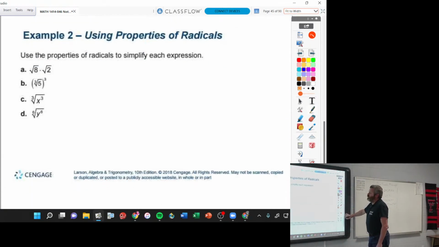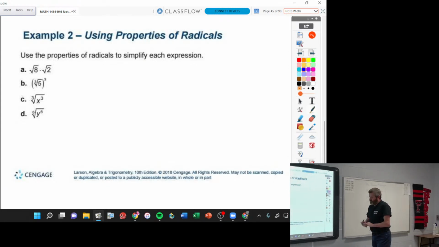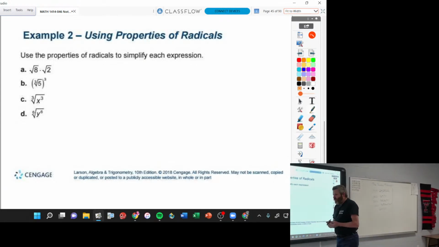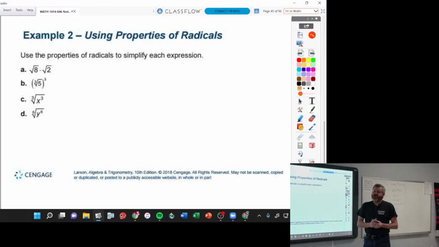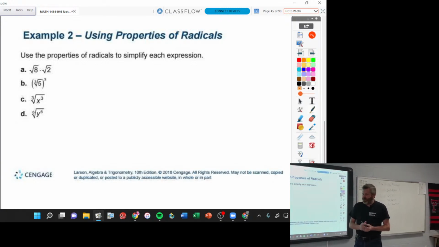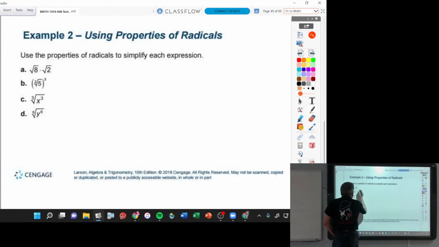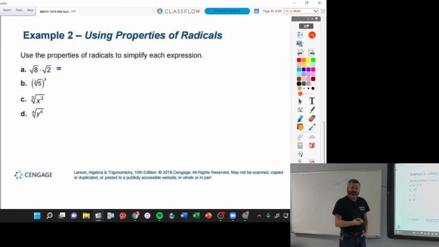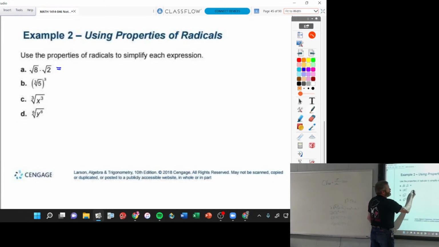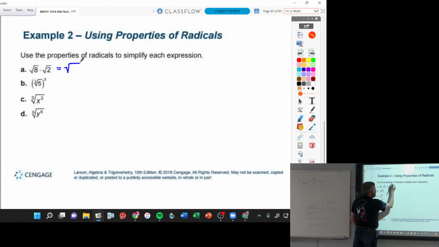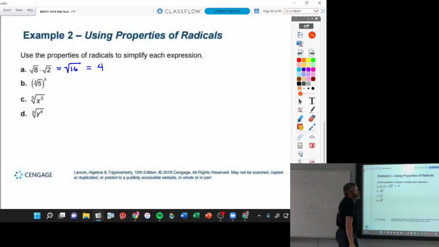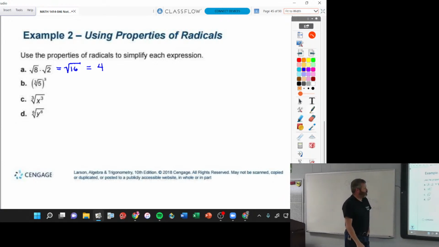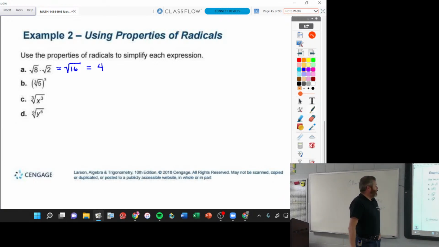So here are some radicals we need to simplify. Letter A: I'm taking the square root of a number times the square root of another number. Because the index is the same, I can actually multiply the radicands, or multiply the insides together. So the square root of 8 times the square root of 2 is the square root of 16, and the square root of 16 is 4 because 4 squared is 16.